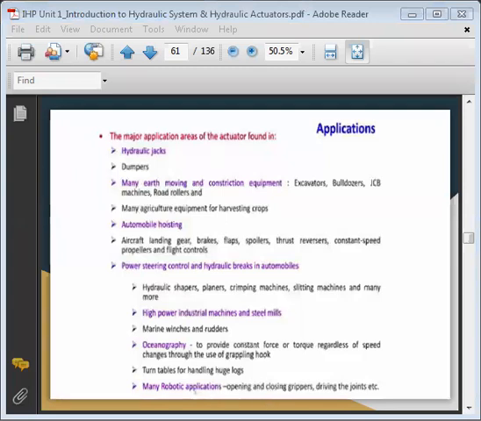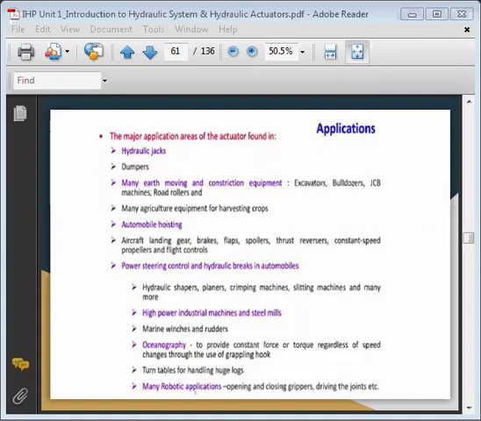Please write on this also, applications of the actuator. These are the general applications, not specific only to the hydraulic actuator or linear actuator or rotary actuator or oscillation actuator. For all actuators, whether hydraulic or other, these are the common application areas where the actuators are used. Please write on this. This is very important.